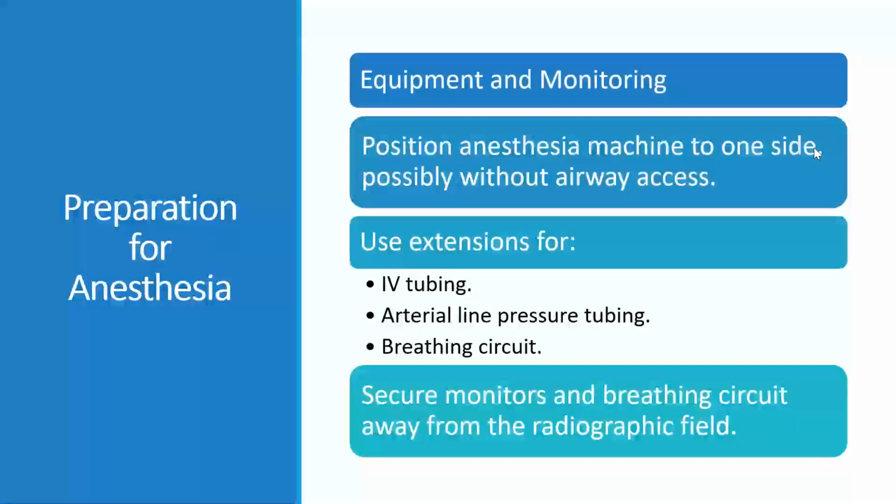Equipment and monitoring. Position the anesthesia machine to one side, possibly without airway access. Use extensions for IV tubing, arterial line pressure tubing, or the breathing circuit. Secure monitors and the breathing circuit away from the radiographic field.